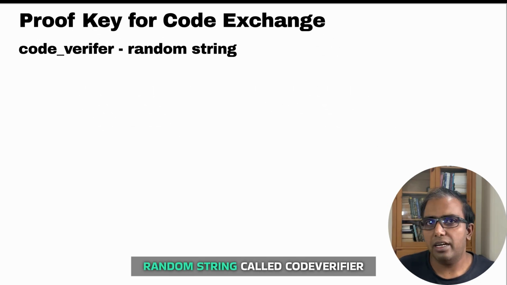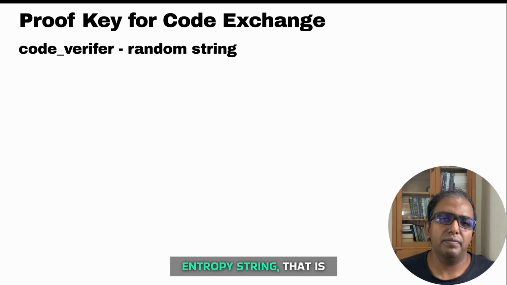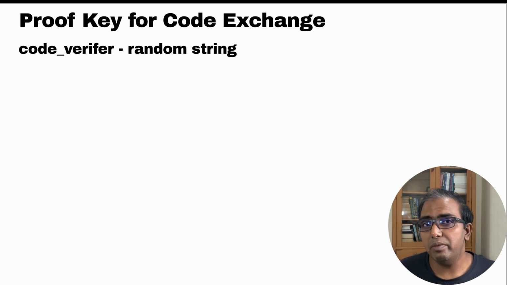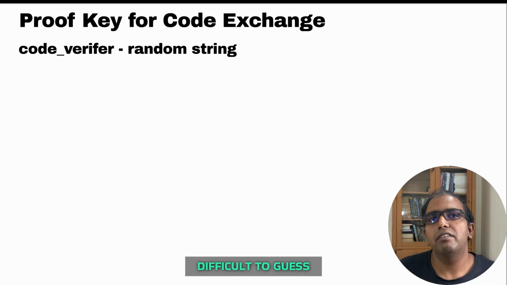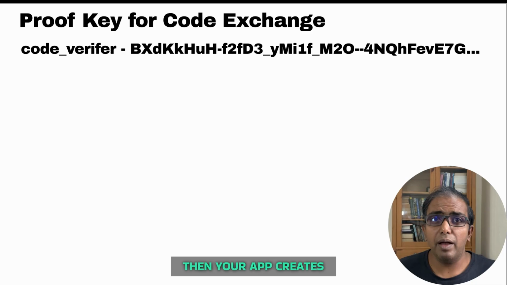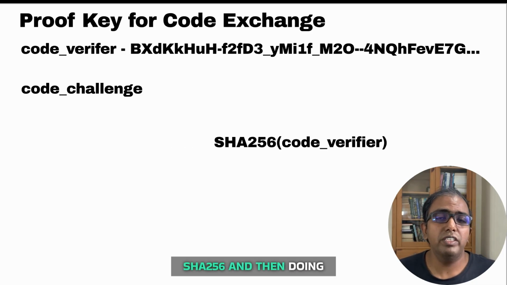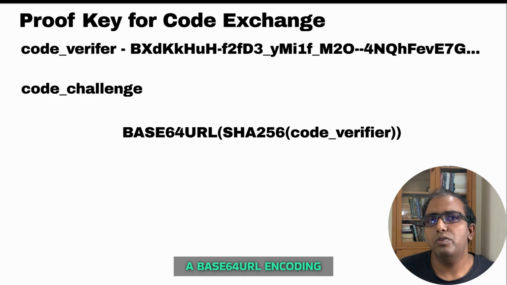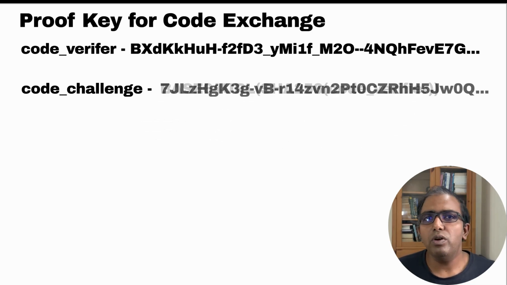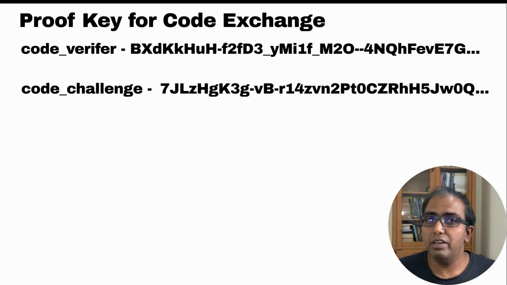Your app generates a random string called code verifier. It's usually a high entropy string, that is a sequence of characters that exhibits a high degree of randomness and unpredictability, making it difficult to guess. So the code verifier could look something like this. Then your app creates a code challenge by hashing the verifier with SHA-256 and then doing a base64 URL encoding on it. It might look like this. This way, the code challenge is public, but only your app knows the original code verifier.